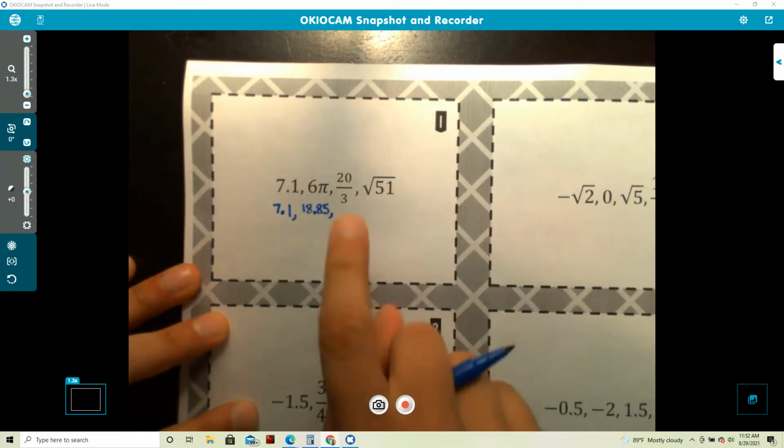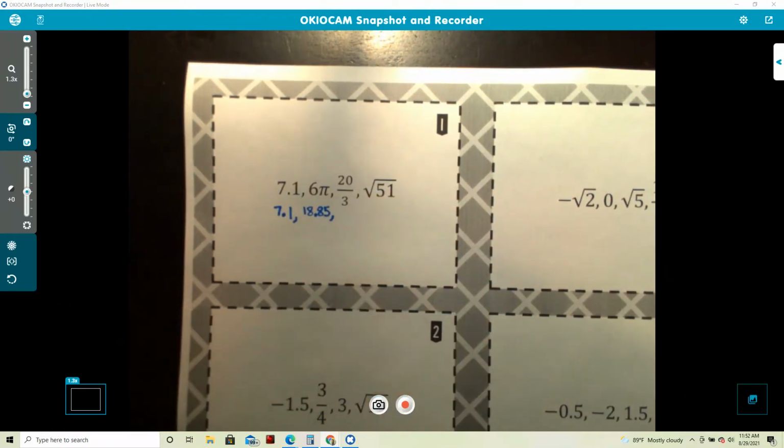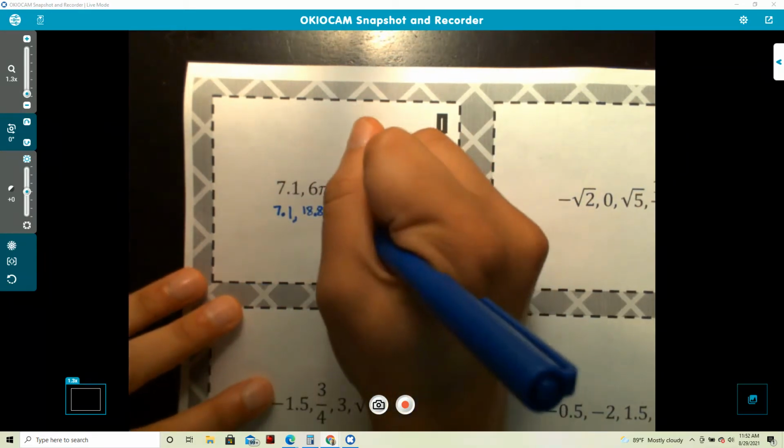Next, 20 divided by 3 on the calculator. Remember, you have to hit control division first. It sets up your fraction. Put 20 in the numerator, down arrow, 3 in the denominator, and then don't forget to press decimal, so that way it converts it to decimal form. So 20 divided by 3, I get roughly 6.67.